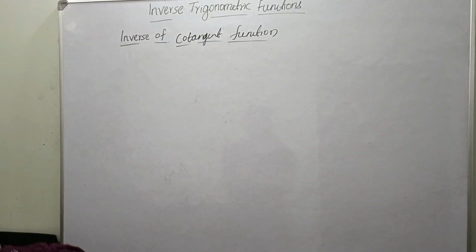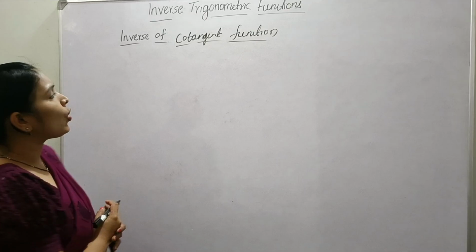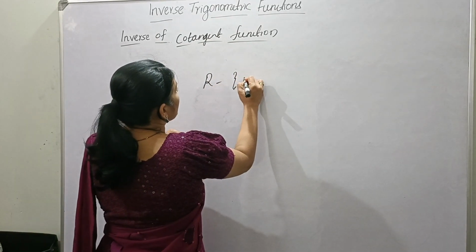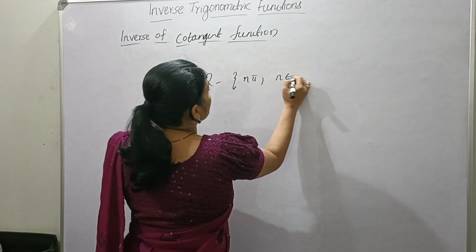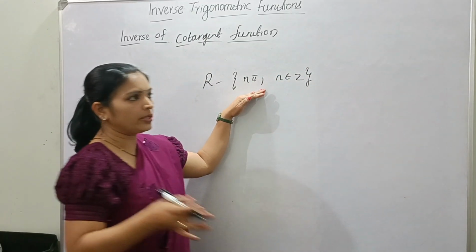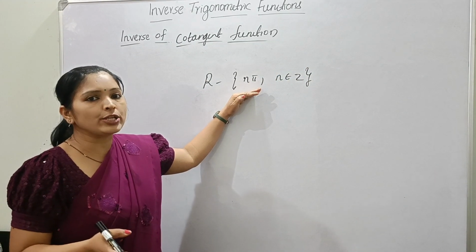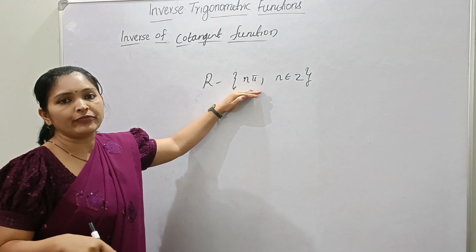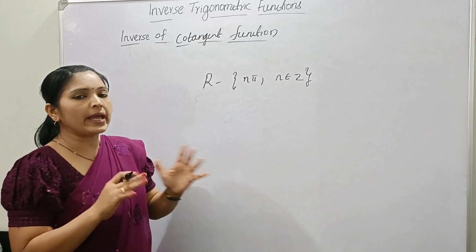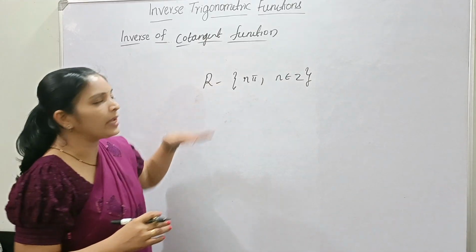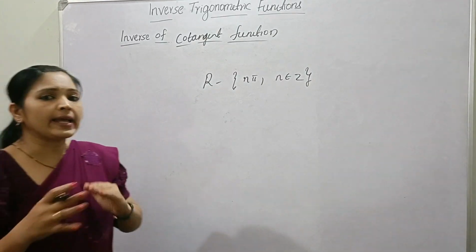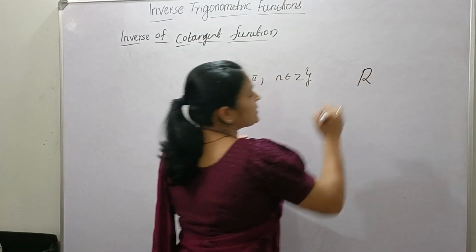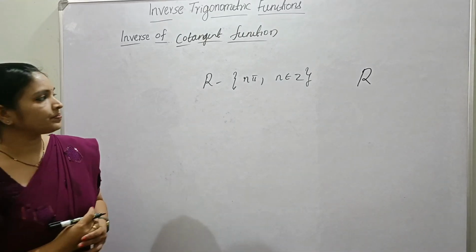Next is the inverse of the cotangent function. We have the cotangent function, whose domain is R minus n pi such that n belongs to Z, because cotangent is the ratio of the cosine and sine functions. In the sine function, sine n pi is 0, therefore the domain is the set of real numbers except n pi. And the range is nothing but the set of real numbers R.